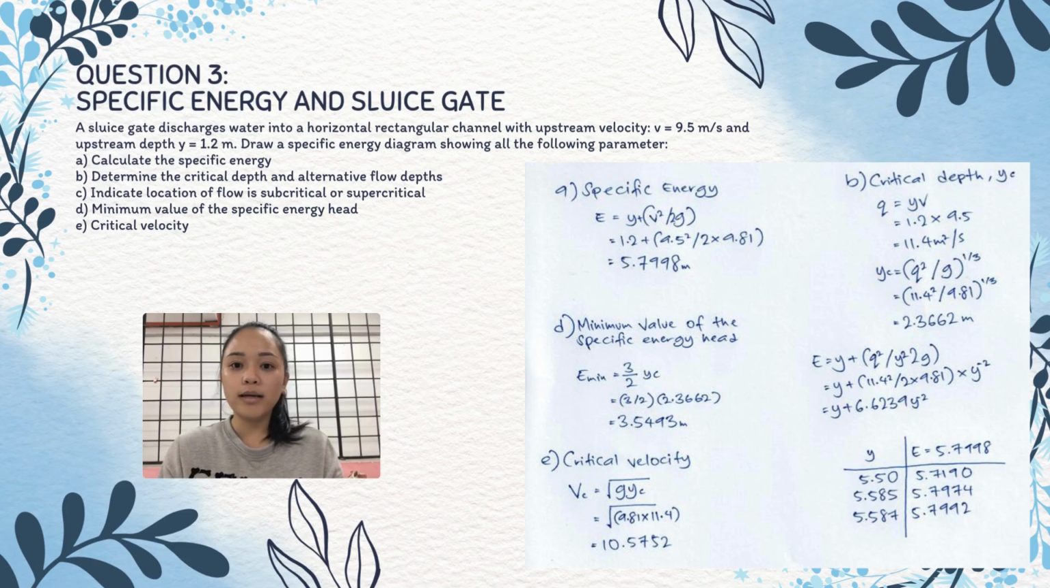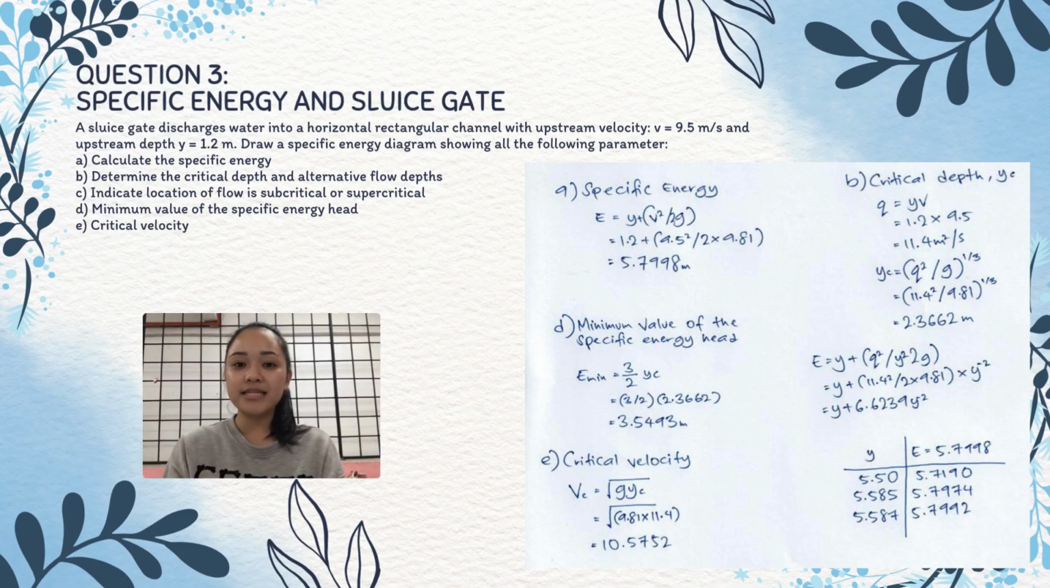Next is determine the critical depth, but before that, find Q first. Q equals y times v, so 1.2 times 9.5 equals 11.4 meter square per second. Then, for Yc, 11.4 square over 9.81 power 1 over 3 equals 2.3662 meter. For the alternative flow depth calculations, Y1 equals 5.587. Next is the minimum value of the specific energy head, where 3 over 2 times 2.3662 equals 3.5493 meter.